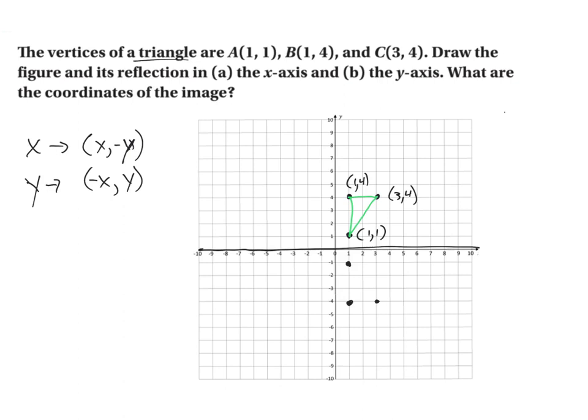And so there we go. Just remember that this was A, this was B, and this was C. This down here would be A prime, B prime, C prime. And this is called the image.